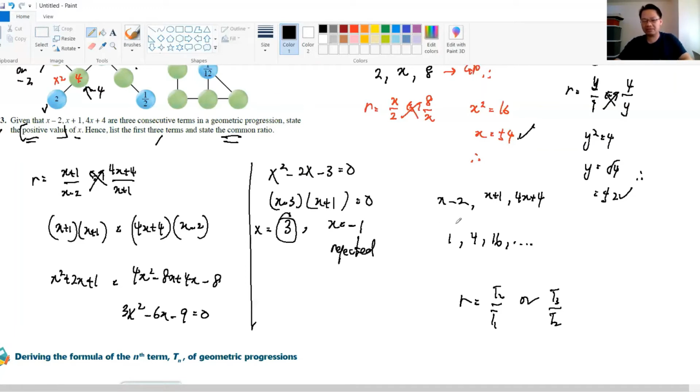So, I choose the second term divided by the first term, which is R equals 4 over 1. Then you are supposed to get 4. If I want to use the third term, that is also fine. Free country. You can choose whichever you like. So, 16 over 4, another 4. That is your value of R.